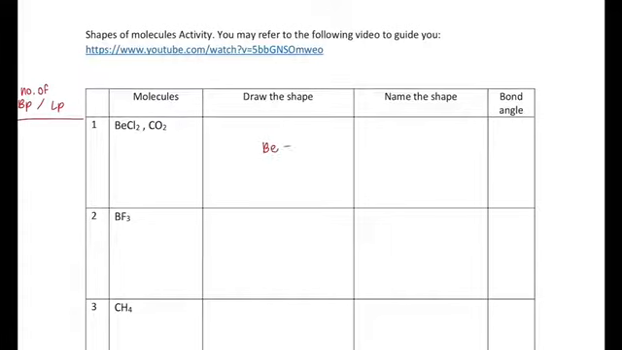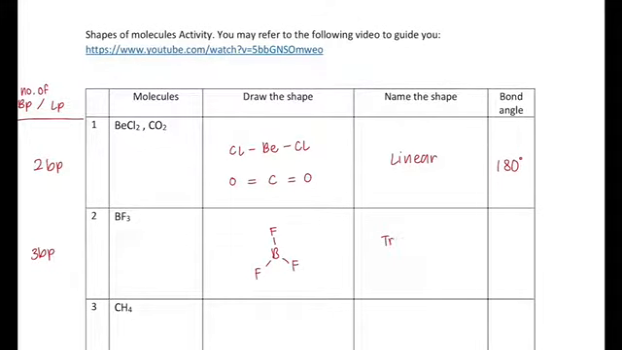For example, if we were to draw BeCl2 or CO2, it would look like this, with CO2 having double bonds on each side. However, this does not change the fact that both of the molecules have 2 bonding pairs. So the name of the shape would be linear, and it would have a bond angle of 180 degrees. For 3 bonding pairs, the shape of the molecule BF3 would look like a flat triangle, and so this shape would be called trigonal planar, and it would have a bond angle of 120 degrees.